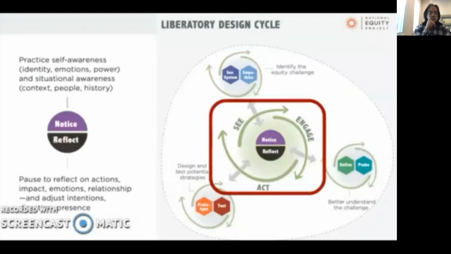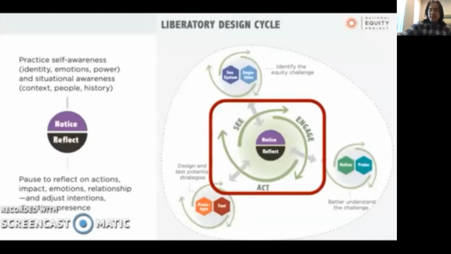At the center of this process are the habits of notice and reflect. Noticing is about practicing awareness of things within oneself, like emotion and differentials in the situation. Notice is also about practicing awareness of things in the situation around you, such as the context, the people involved, or the history of the work.